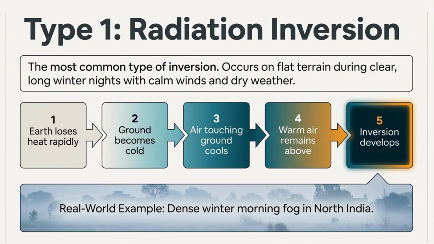A good example is North India during winter. In places like Delhi, Punjab and Haryana, thick fog often forms in the early morning because radiation inversion traps cold air and moisture near the surface. So remember this simple sequence: ground cools, air near the ground cools, warm air stays above, temperature inversion develops.